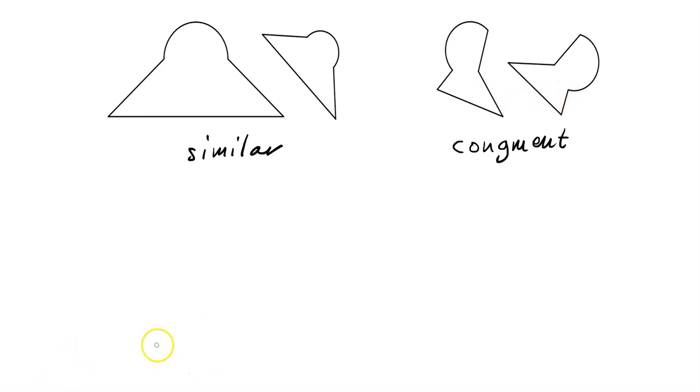Okay, so that's what we want to study a little bit closer now. If you call this figure A, this B, you can write this symbolically as A similar to B. And if you call this C, D, you write this as C congruent to D. So if you take a figure like this, or any figure, then you rotate it, move it around, or maybe take a mirror image, then you will get a congruent figure.